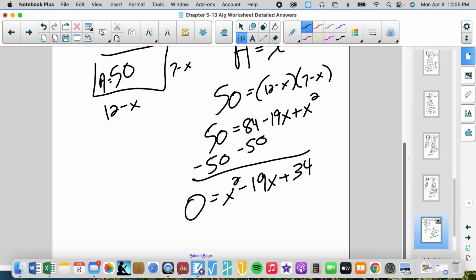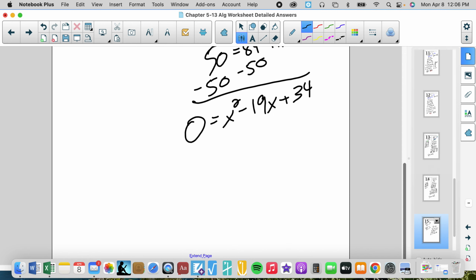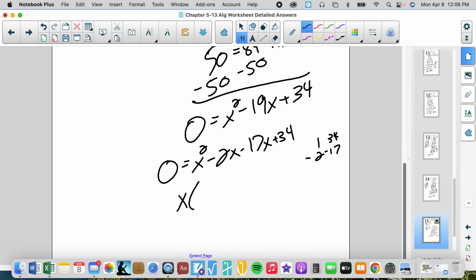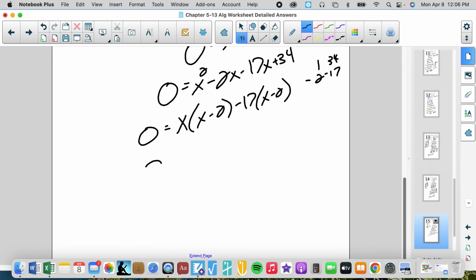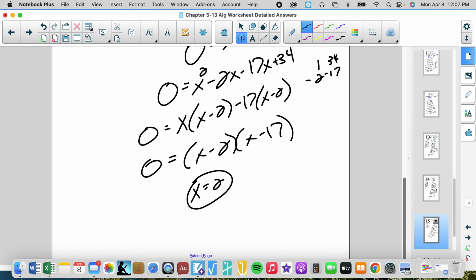Factors of 34 when added equal 19. 1 and 34, 2 and 17 right there. So 0 equals x squared, signs are the same, both are negative. Minus 2x minus 17x plus 34. Factor out an x, you get x minus 2. Factor out a negative 17, you get x minus 2. So 0 equals x minus 2, x minus 17. So x is going to either equal 2 or x is going to equal 17.